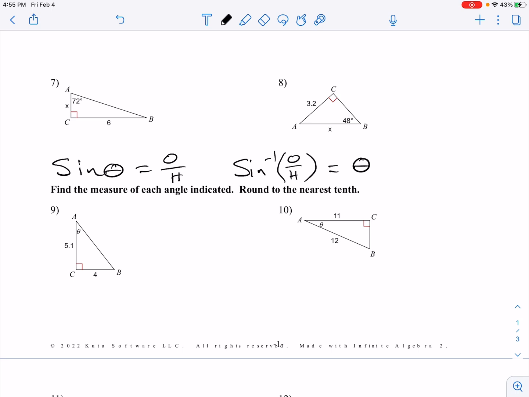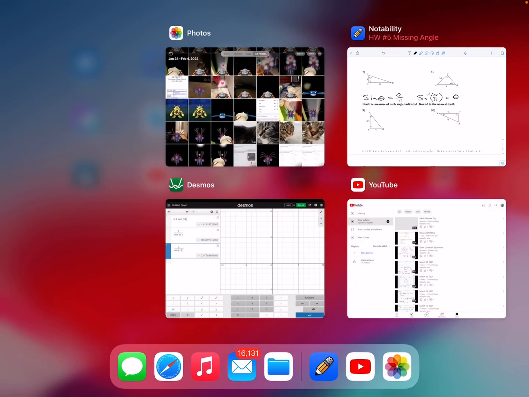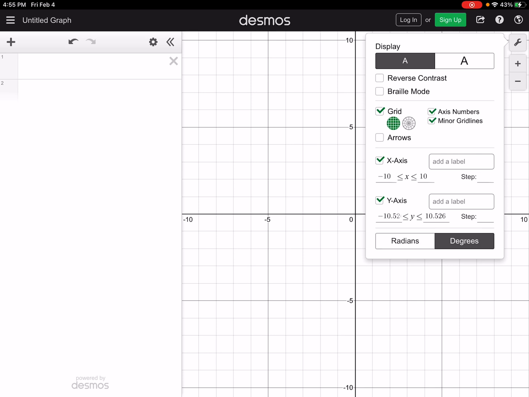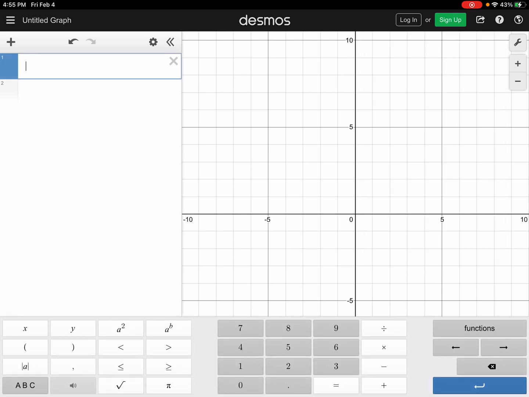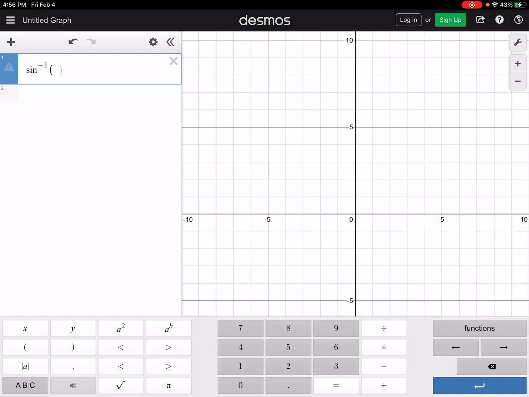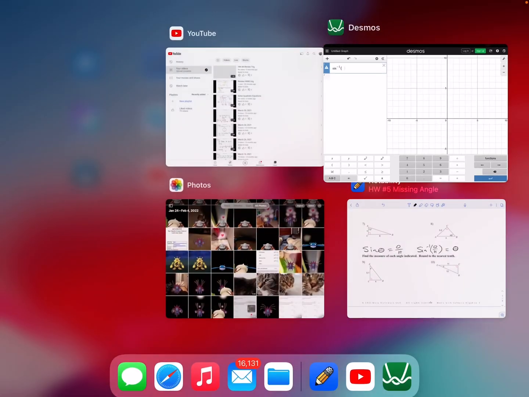You'll find sine inverse if you use Desmos. Make sure that you're set in degrees. You'll find the inverse sine, cosine, and tangent if you hit functions. Here on the bottom right corner, I see the word functions, and it's the little sine, cosine, tangent with the little -1 on it. Those are the ones we're going to use. So sine inverse would look like that.